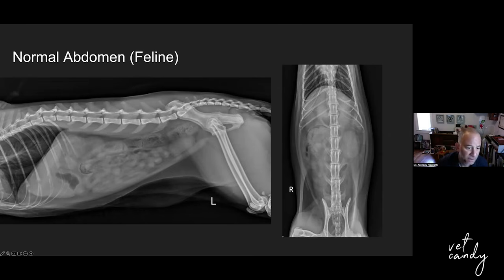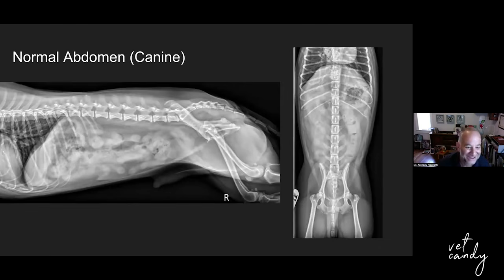Oh, beautiful. Aren't they just absolute marvels? Yes, I am into cats, more so than dogs.